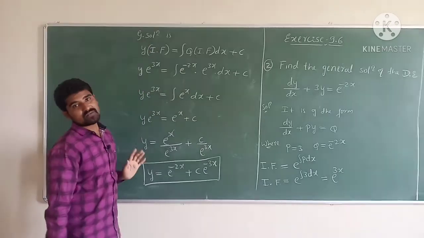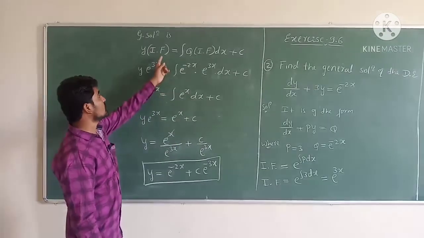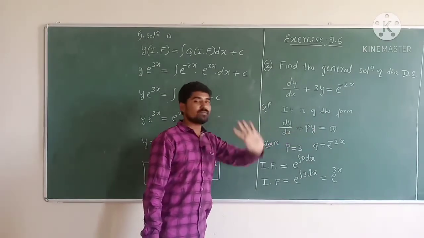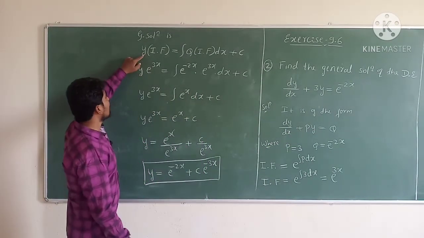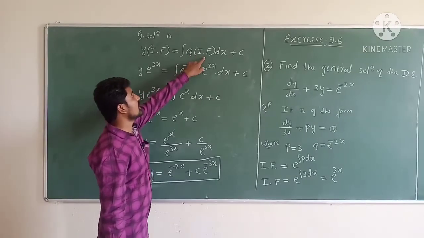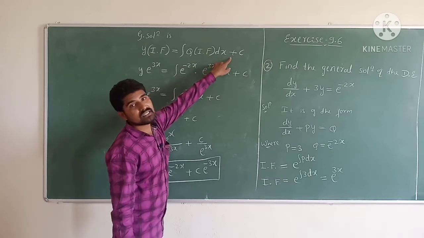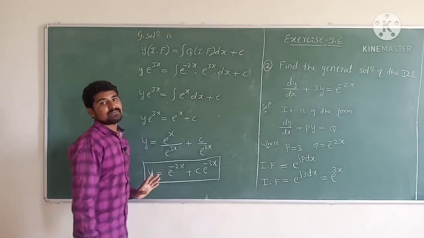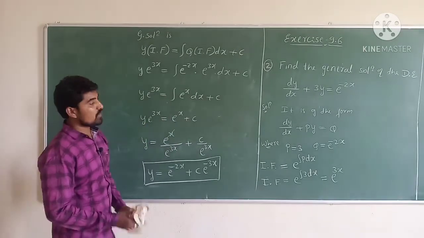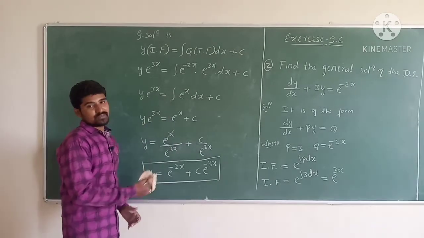Then these values of q and p and the integrating factor will be substituted in the general solution of the given differential equation. The general solution of the linear differential equation of the form dy by dx plus py is equals to q is y into integrating factor is equals to integration of q into integrating factor dx plus integral constant c. Next up is the integration. I hope all of you understood. If possible, take a note.